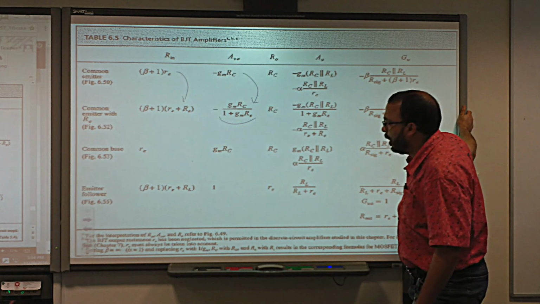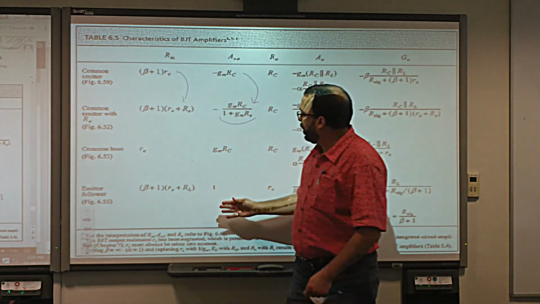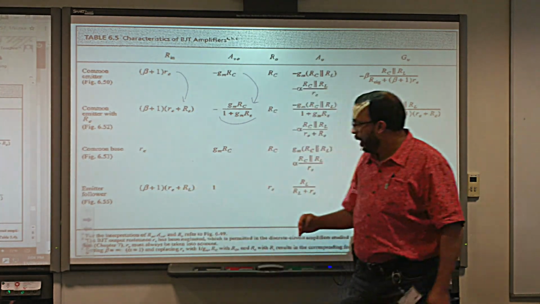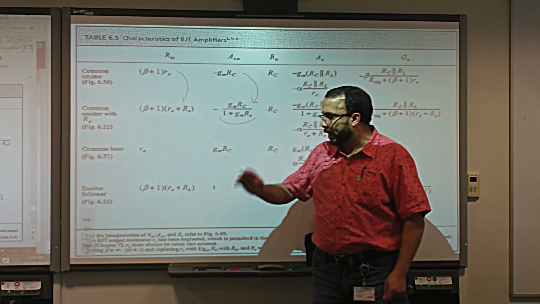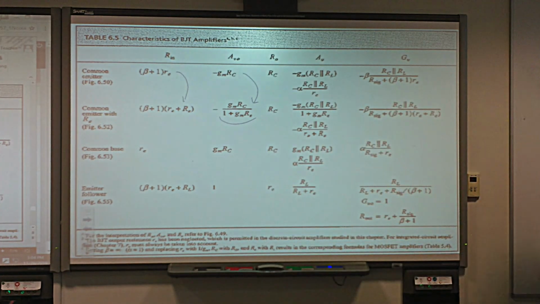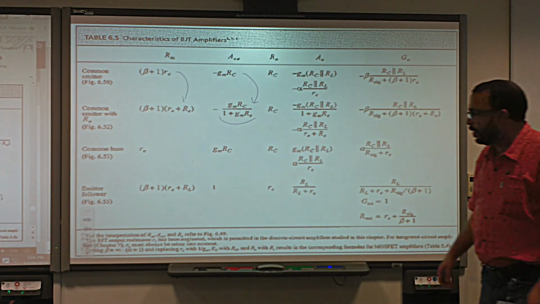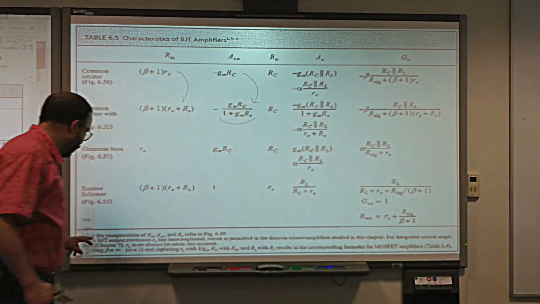What else? For the emitter follower, you can see it's a nice high input impedance, low output impedance, and unity gain. Excellent characteristic for the voltage buffer. Okay? So this is just a summary of what we had studied.